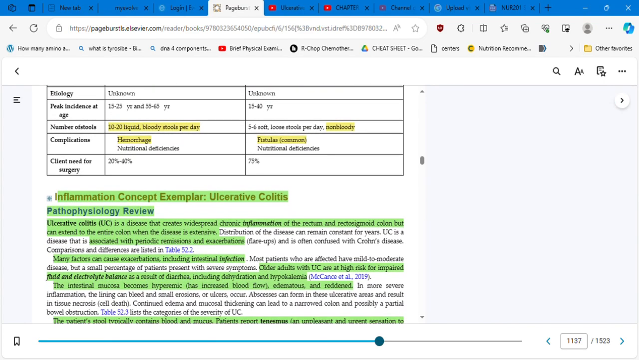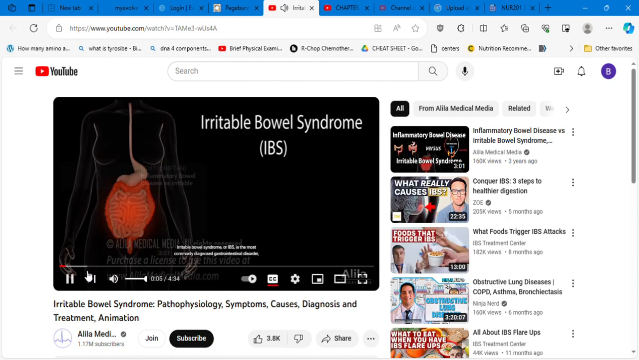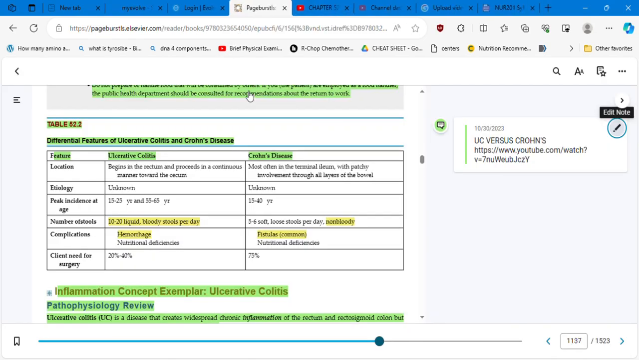Okay, ulcerative colitis. It's a disease that creates... Irritable bowel syndrome, or IBS, is the most... Sorry. Okay, I need to control much better these technological pieces of information.